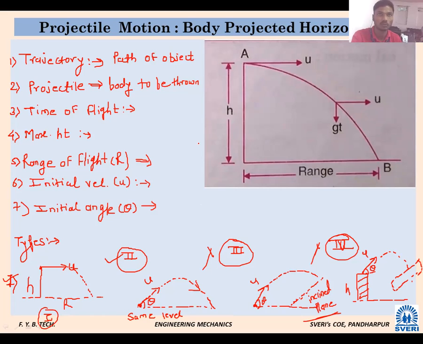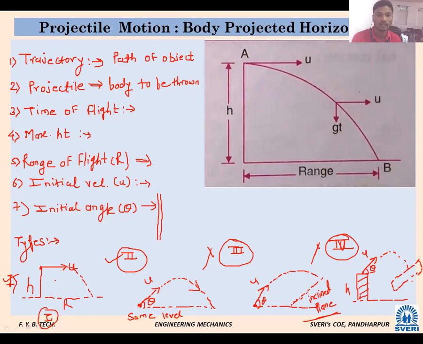So an object is raised through a certain height h, and it is thrown with a certain initial velocity u. Here two formulas we have to remember. Which are they? How are they derived? That also we will see. Only two formulas are there for case number one.